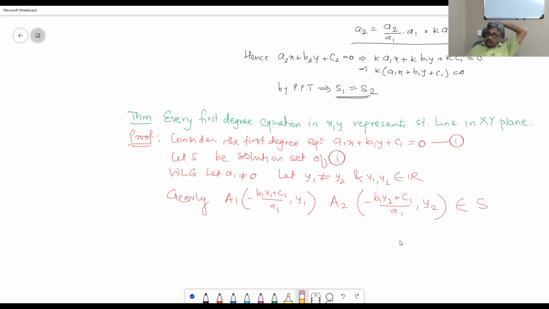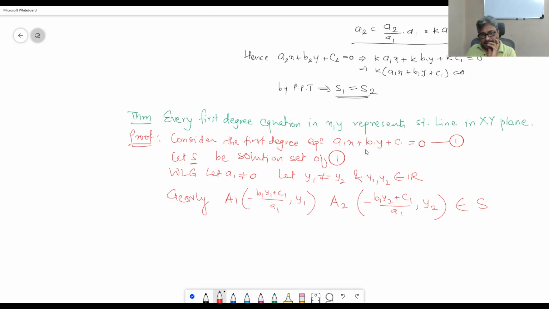Okay. What is the point up to this? Suppose we consider any first degree equation. We don't know whether it is a straight line or not. We are considering the first degree equation a1x plus b1y plus c1 is equal to 0. And whatever is its solution set, whatever points this equation represents in the xy plane, we call it S.